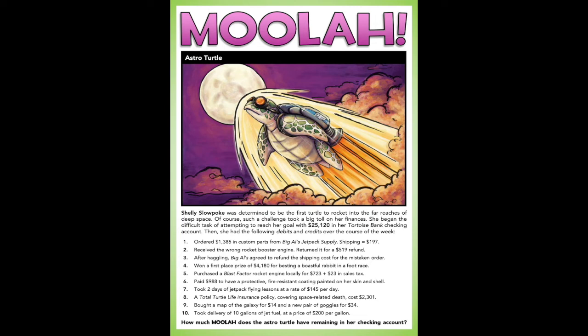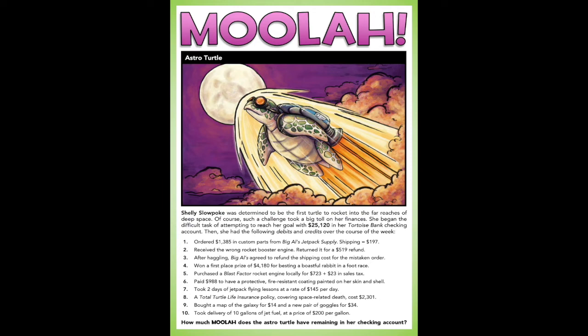Alrighty. Step 2. Received the wrong rocket booster engine, returned it for a $519 refund. So for step 2, are you going to add 519 or subtract 519? Well, she got a refund, so that is a credit. You would now add 519 to her total on line 2. Again, push pause anytime that you need to do the math.